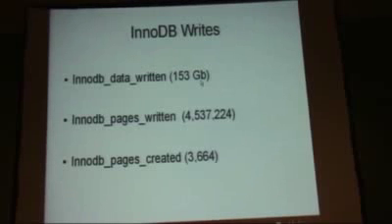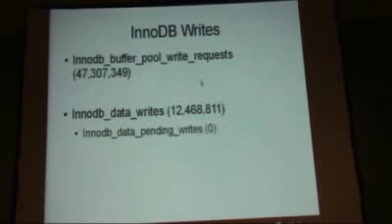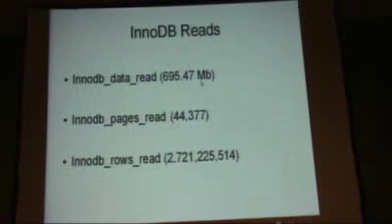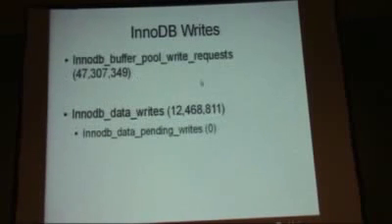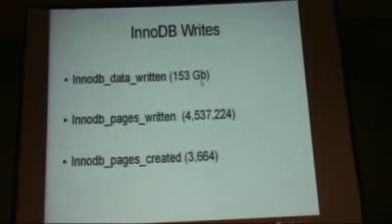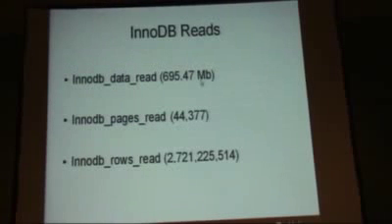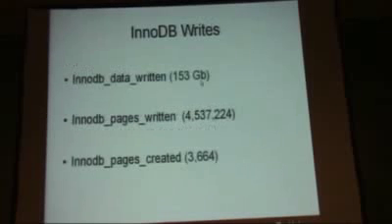And this is something that you can divide by uptime and say, okay, how many data writes versus data reads per second. So you have 27,000 buffer pool reads. You have 12 million data writes. So number of pages written, or 4 million pages written versus 44,000 pages read. So you're just not reading a lot of data. You only probably are reading it once, and so it's coming into cache and never really being used because you're never reading it again. You're just writing to it.